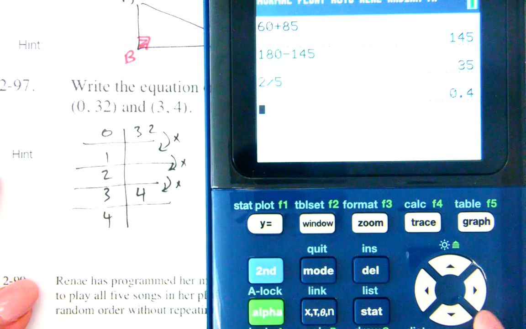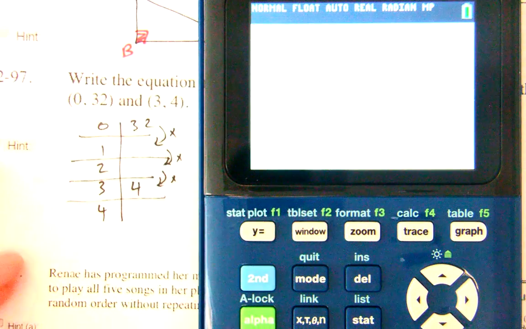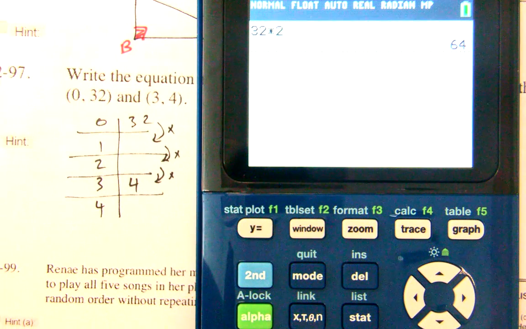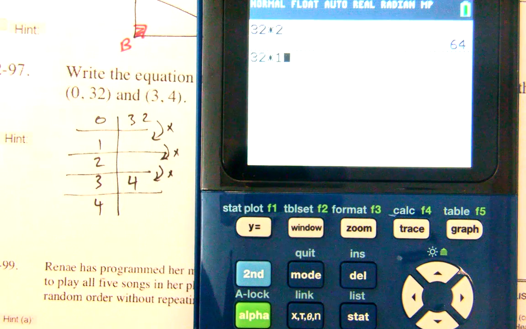Let's see. What do we multiply 32 by to get to 4? So 32 times 1, 32 times 2 is going to be 64. We're going the wrong way. 32 times 1 is just going to be 32. If I just keep doing times 1, I'm just going to keep on getting 32s, 32s, 32s. So it has to be a number less than 1. It has to be a decimal.